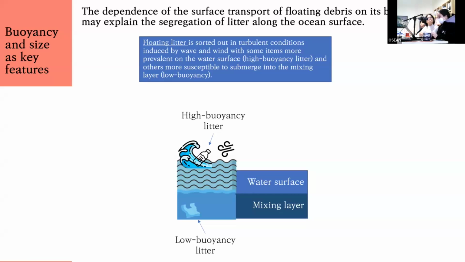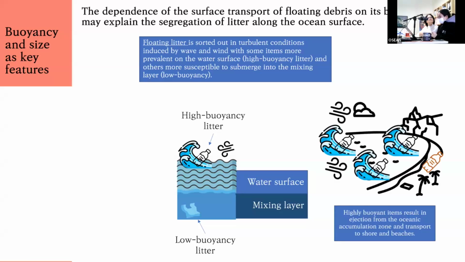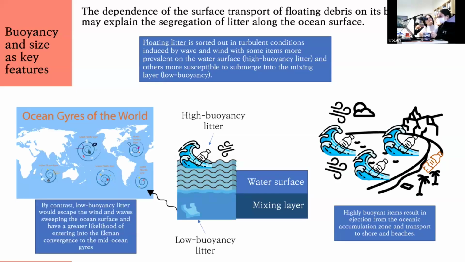Floating litter is sorted by turbulent conditions induced by waves and wind, with some items more prevalent at the water surface and others more susceptible to submerging into the mixing layer. Thus, highly buoyant items are more affected by wave-driven Stokes drift and windage, which results in ejection from the oceanic accumulation zones and transport to shore and beaches. By contrast, low buoyancy litter would escape the wind and waves sweeping the ocean surface and have a greater likelihood of entering the Ekman convergence to the great mid-ocean gyres.